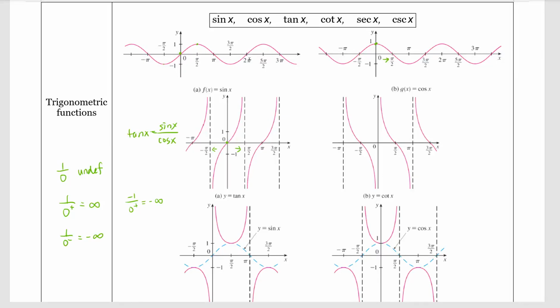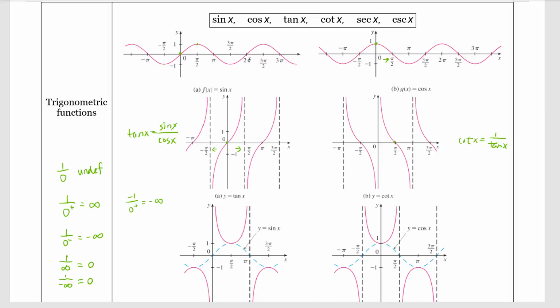And after we know the picture of tangent, we can know the picture of cotangent, because cotangent is 1 over tangent. So when x is 0, 1 over 0 is infinity, right? So that's why we have positive infinity and minus infinity there. And when x goes to pi over 2, 1 over infinity is 0, and 1 over minus infinity is also 0. So that's why you can see it pass through 0 at pi over 2.